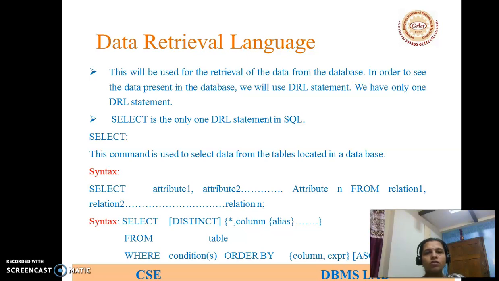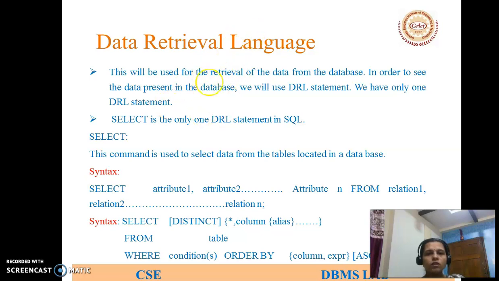The next language is the data retrieval language. Whatever data is available in the database, to retrieve that data we use the data retrieval language. Here we have only one command in the DRL language, that is the select command. This DRL language is used for the retrieval of data from the database. In order to see the data present in the database, we use a DRL statement. Select is the only DRL statement in SQL.